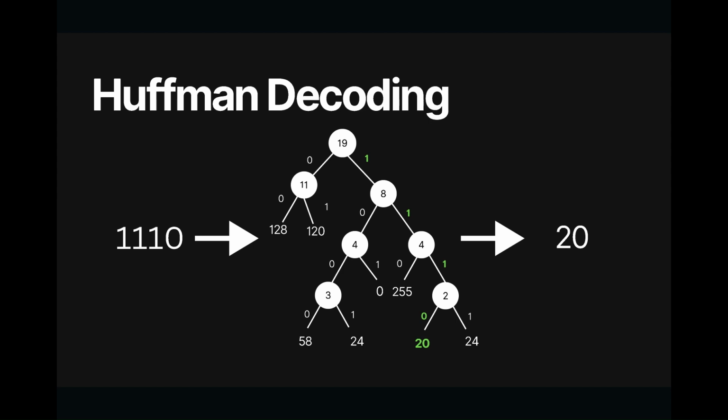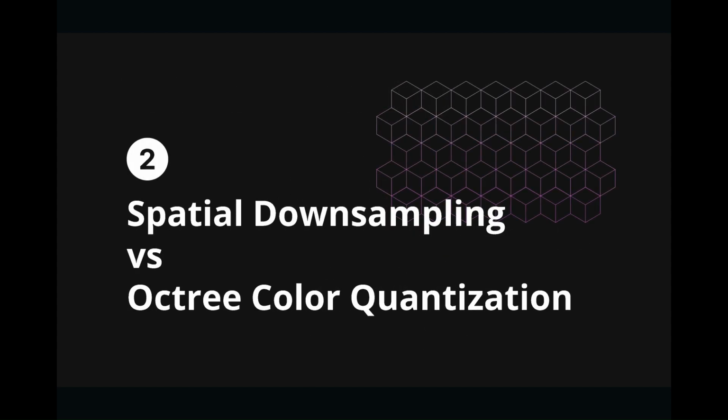Now that we are able to represent any set of colors in a tree, let's see how we can get the optimal set of colors. After testing various approaches, including the quad tree, we have ultimately selected two distinct and best performing methods for comparison: octree color quantization and spatial downsampling.